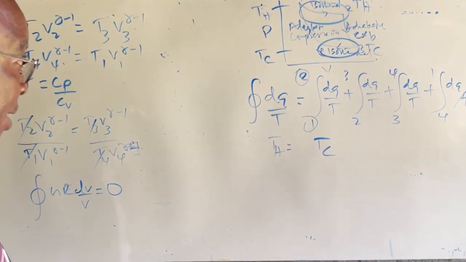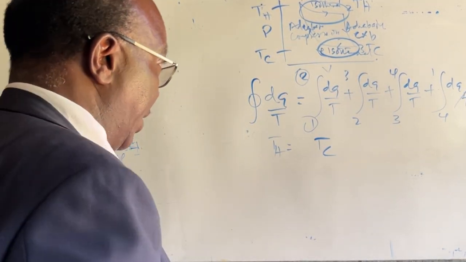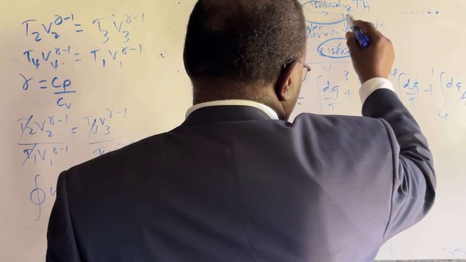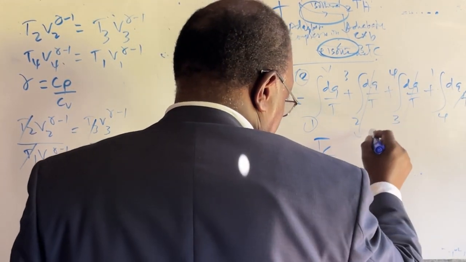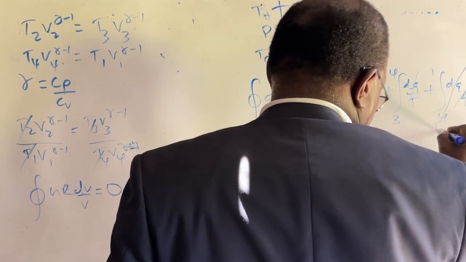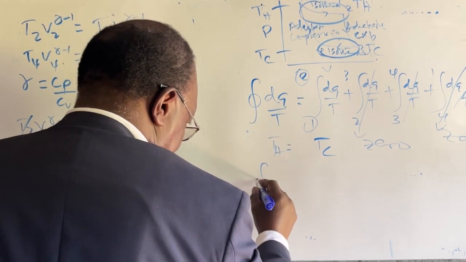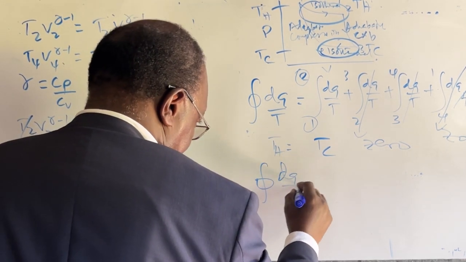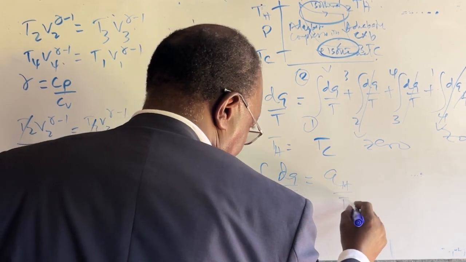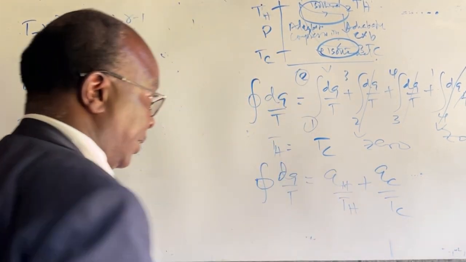But remember, these are adiabatic processes, and for adiabatic processes dQ is 0. So for the adiabatic process from 2 to 3, that would be 0, and from 4 to 1 will be 0. So what are we having? The cyclic integral of dQ over T is simply QH over TH plus QC over TC.